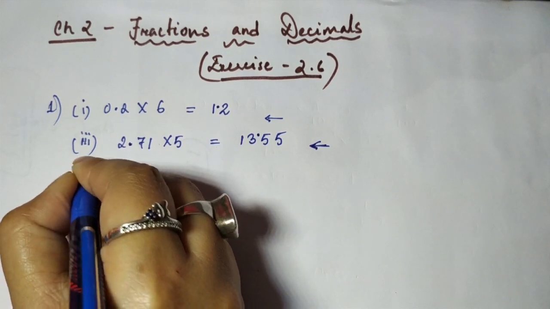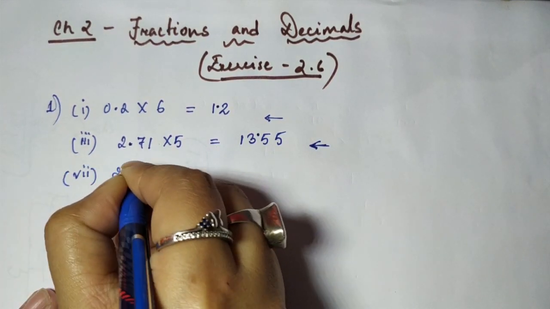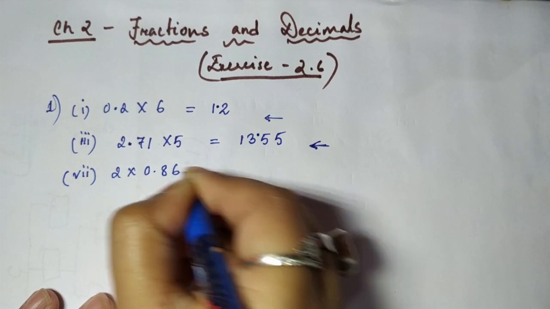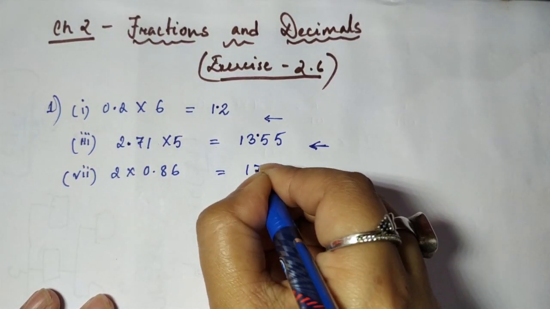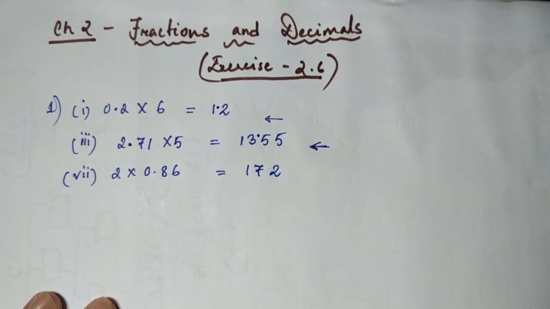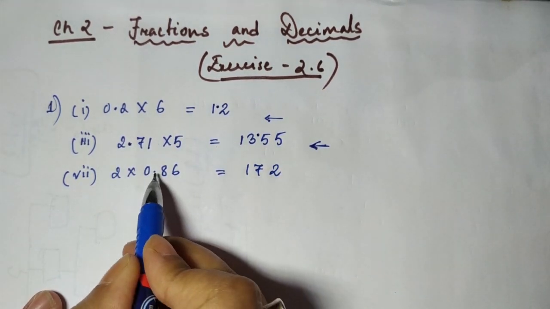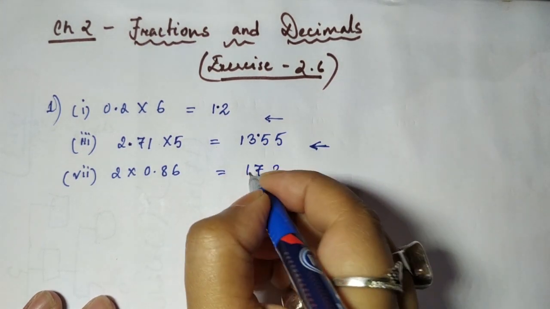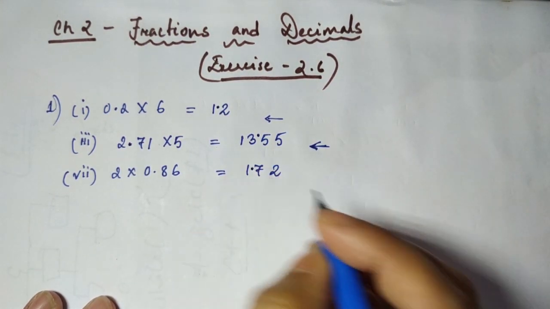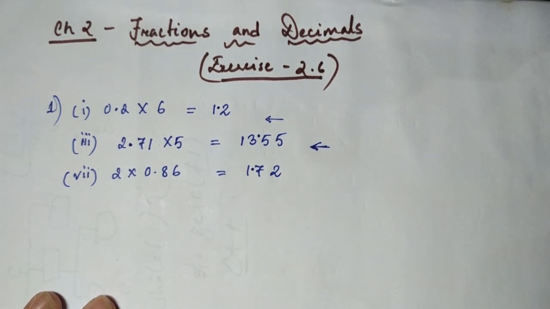Next, I'll show you number 7, where you have 2 into 0.86. That means you multiply 2 into 86, you will get 172. When you get 172, you see after the decimal there are 2 digits. So start from this side again, 1, 2. So the decimal point comes here and your answer is 1.72.